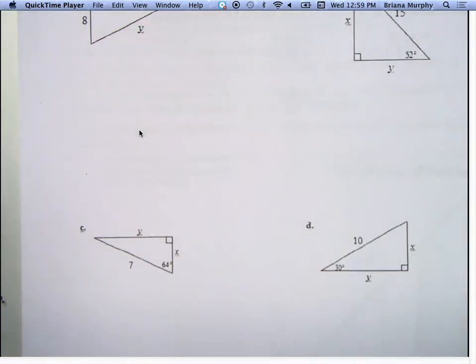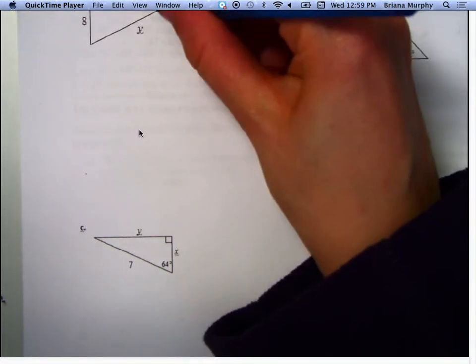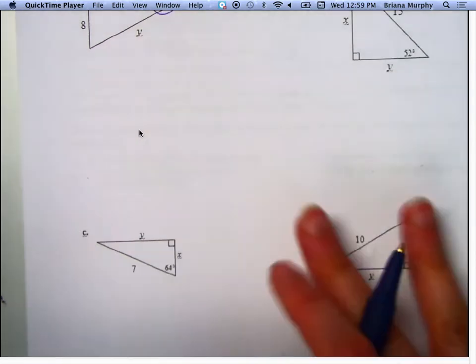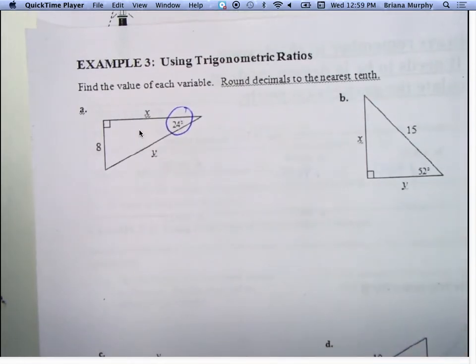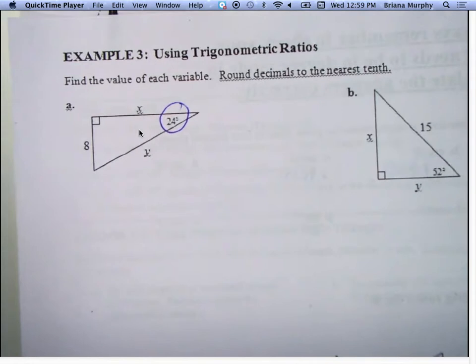Okay? So let's first look at A. We want to find both x and y. So the first thing we're going to do is circle the angle, and then label. We've got 24 degrees. I'm going to zoom in a little bit, guys.